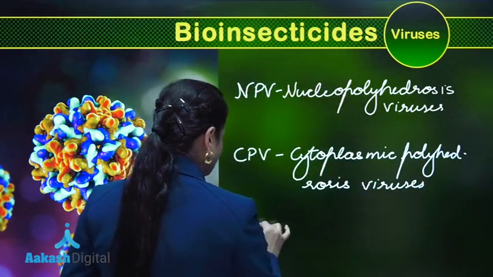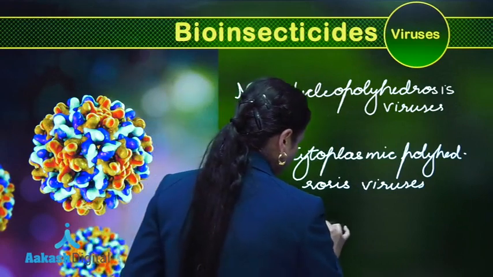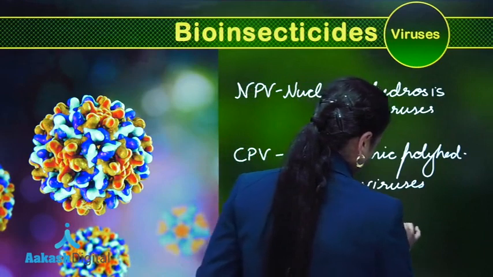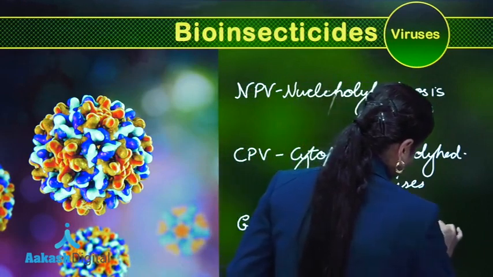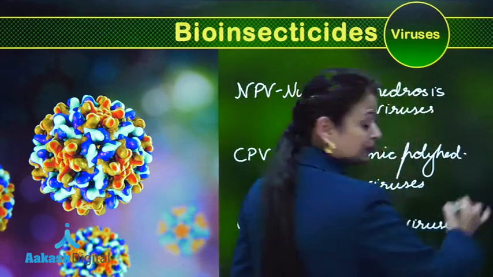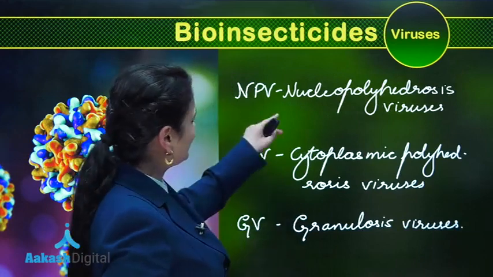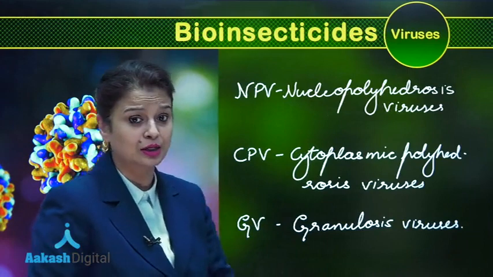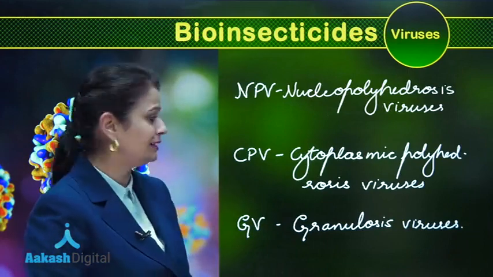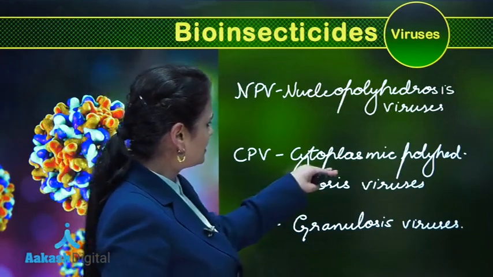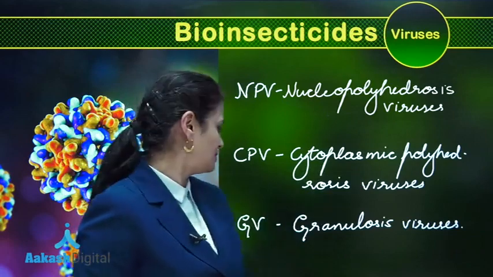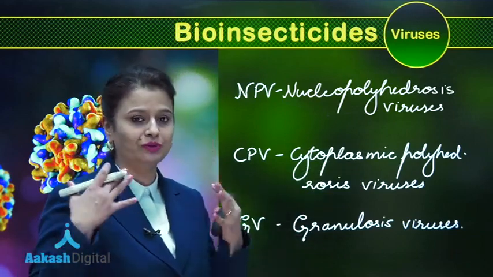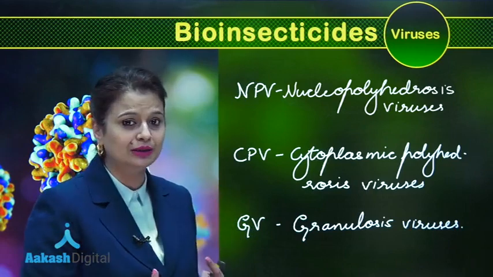Then the third category is GV, that is granulosis viruses, right? Now why do we call it nucleopolyhedrosis viruses? Because these viruses reproduce, they multiply inside the nucleus. Now these, they multiply inside the cytoplasm. However, this third category can multiply both in the cytoplasm as well as the nucleus.